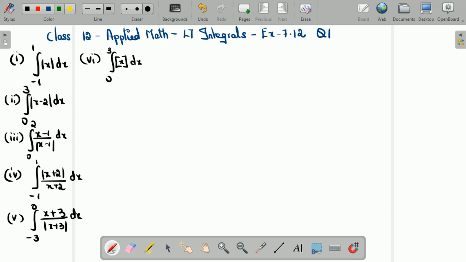In this video, let's find the solution for the first question in exercise 7.12. So let's look at the first subdivision. This is the integral between -1 and 1 of mod x dx.